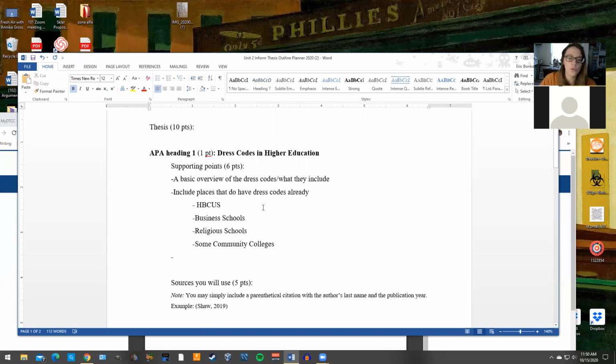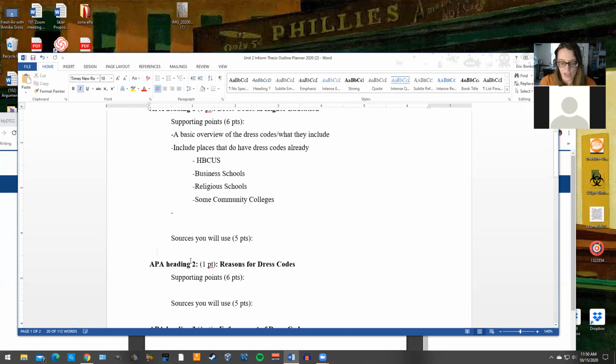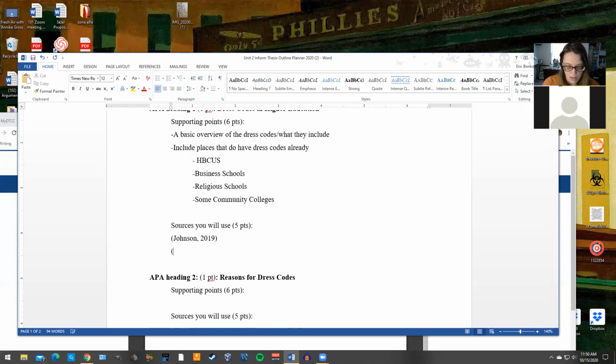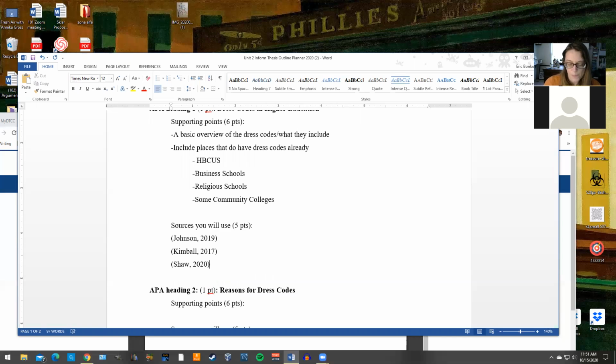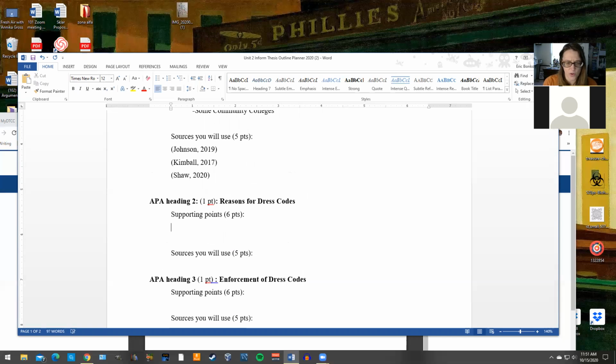Okay, so then I have my dress codes in higher education. And let's say my sources, I'll say I have 2 sources about this topic I found, because at this point you should have found 4 sources. So let's say my Johnson 2019 source talks about this. I'm making these all up. 2017 source talks about it. Those 3 sources all discuss information I want to include in here. Reasons for dress codes.